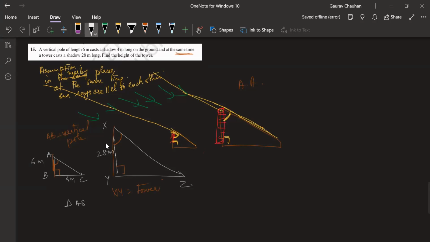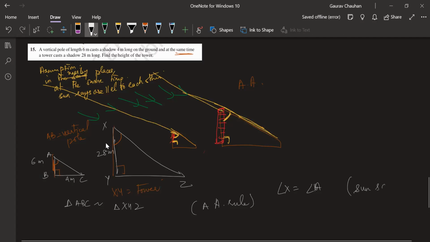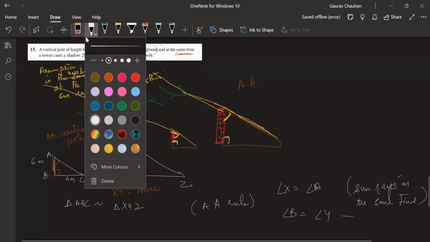Triangle ABC will be similar to triangle XYZ. Why? AA rule. You can prove this. Everyone okay with proving this, right? Angle X is equal to angle A. The reason is sun rays at the same time. And angle B is equal to angle Y. So these two are similar. I'm not going to go into that, you can write this part.